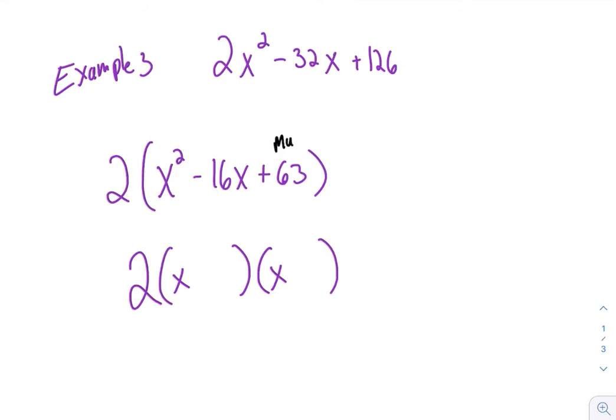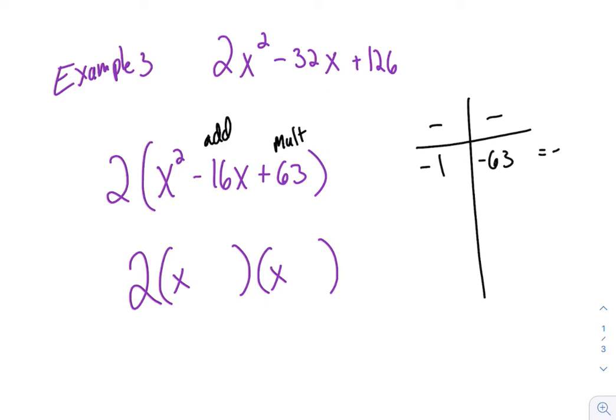I'm looking for things that multiply to 63, add to a negative 16. Since it's positive, they're both going to be the same sign. And since they're adding to a negative, they're both going to be negative. Starting with 1, negative 1, and negative 63 is negative 64, which is not 16. It's not even, so it's not divisible by 2. It is, however, divisible by 3. So negative 3 and negative 21, which is negative 24, which is not negative 16.